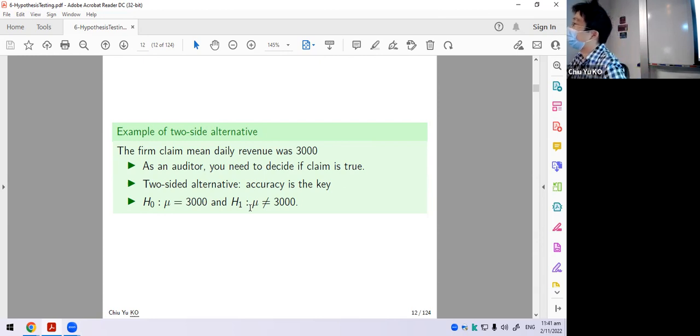In that case, you want your alternative to be not equal to, because more than or less than will have a big consequence. So I hope this example tells you why you would have different alternatives. Because by the definition of hypothesis testing, you need to tell people what the rejection region is. So that is the idea.